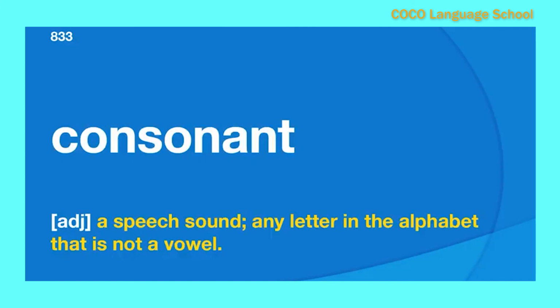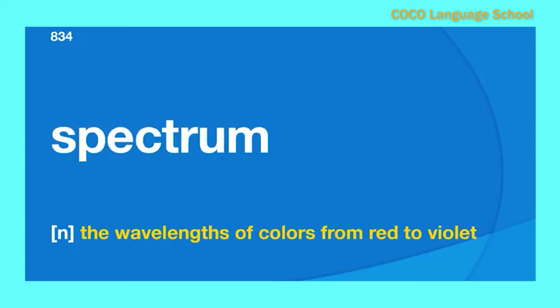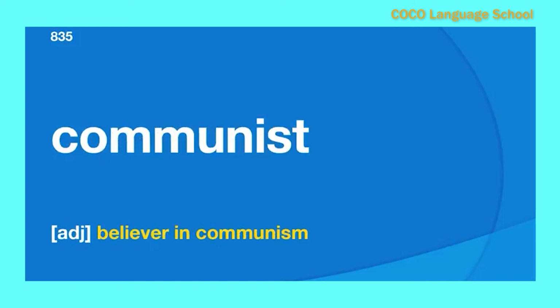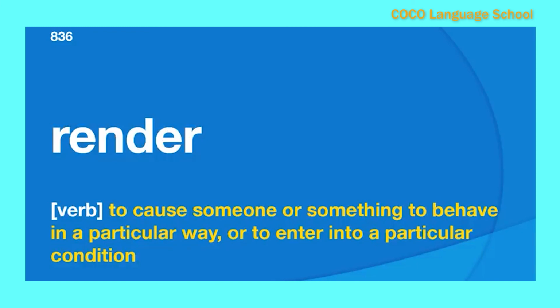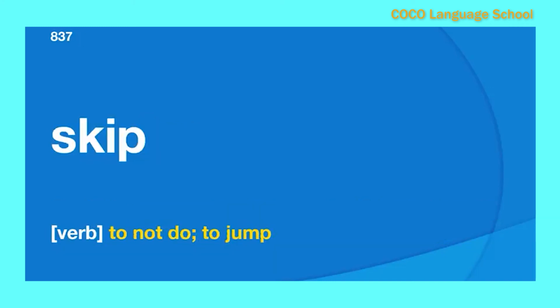A speech sound, any letter in the alphabet that is not a vowel. Consonant. The wavelengths of colors from red to violet. Spectrum. Believer in communism. Communist. To cause someone or something to behave in a particular way, or to enter into a particular condition. Render. To not do, to jump. Skip.